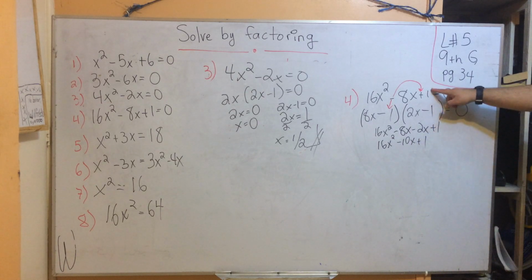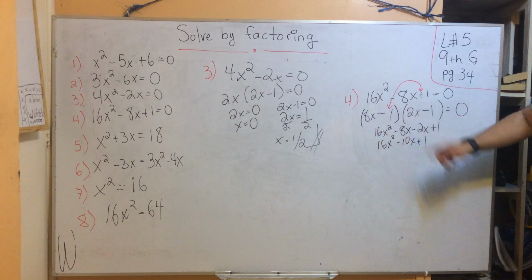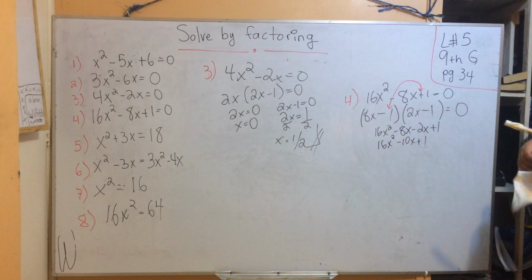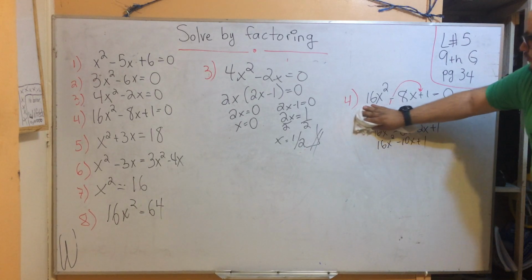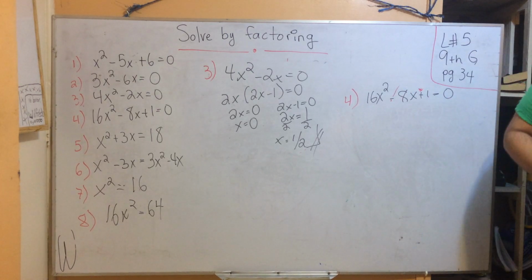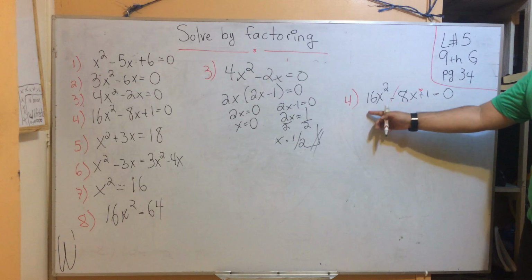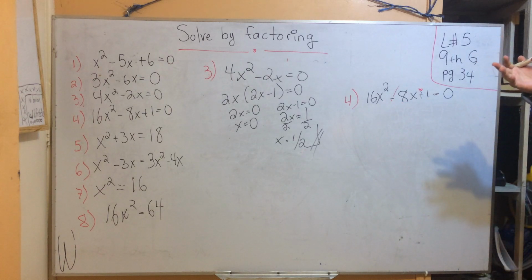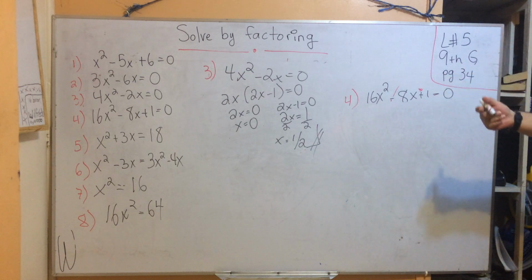Did we get to this number? No. Okay, so we cannot use 8 and 2. Let's try another combination. Let's try 4 and 4. Okay, we already tried 8 times 2. Now let's try 4 and 4. If that doesn't work, we're going to try 16 and 1.